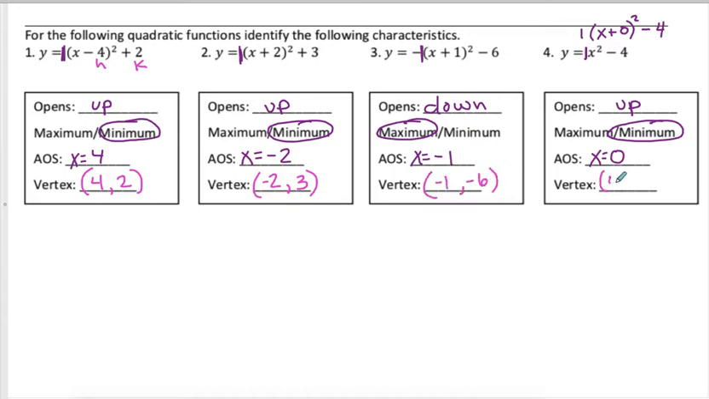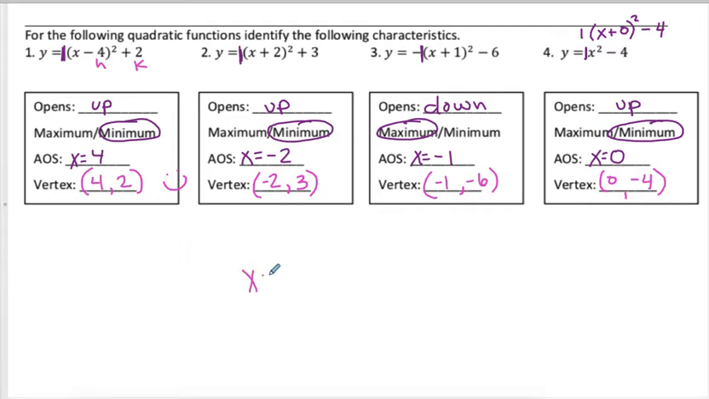And this is what makes vertex form so much more powerful than standard form, is that we can quickly grab the vertex without doing any calculations. So to me, this is a win. We like vertex form.